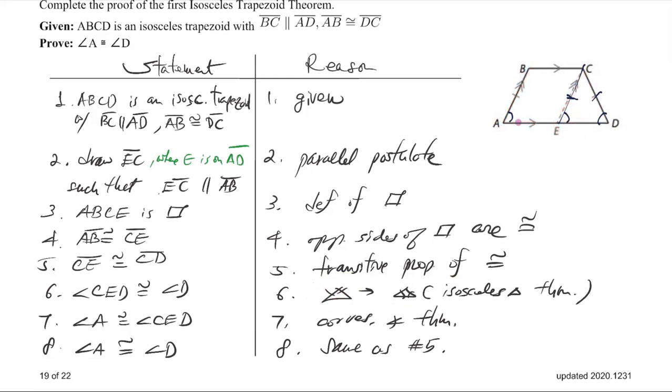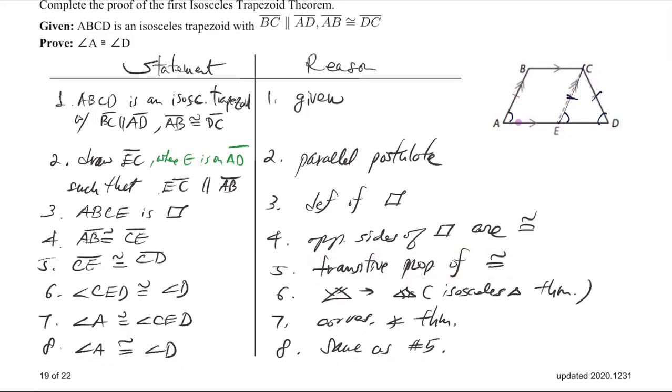Because it's ambiguous what it is, you have to use 3 points, right? That angle is congruent because of the corresponding angle theorem, because these two are parallel. And then we know that A and D have to be congruent. The reason is the same as in step 5, which is the transitive property of congruence.